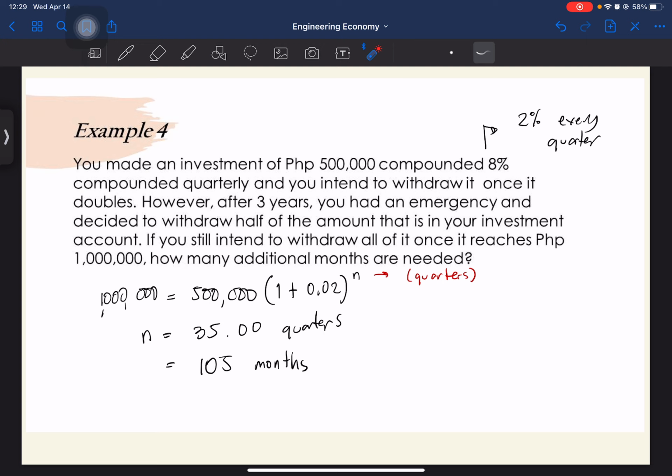Tama? Ngayon, after 3 years daw, syempre, nananahimik yung pera mo. Tapos, nagkaroon ka ng emergency, hinugot mo yung kalahati. Okay? Hinugot mo yung kalahati. So, magkano na yung pera mo after 3 years? So, F equals 500,000. Let's say F3. Ibig sabihin, magkano na yung pera mo after 3 years? 500,000, 1 plus 2% every quarter. Tapos, ilang quarters bale yung dinaanan mo nun? So, apat na quarter sa isang taon, ay nakatatlong taon na. So, dumaan na ng 12 quarters. So, magkano na yung pera mo?